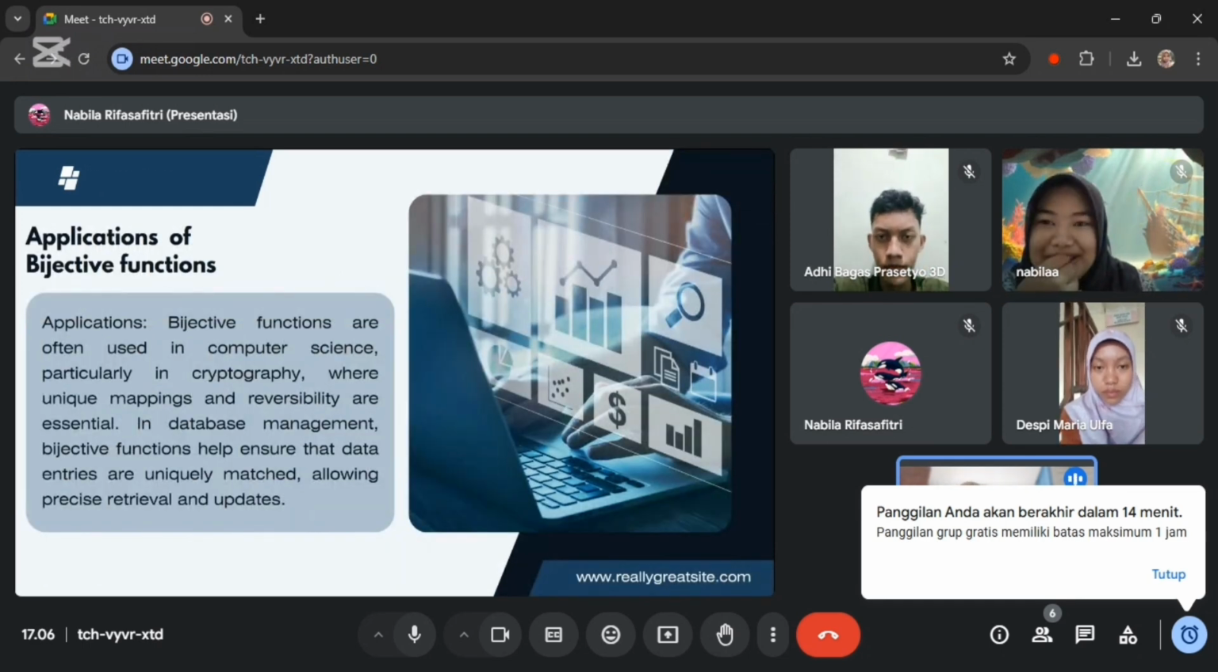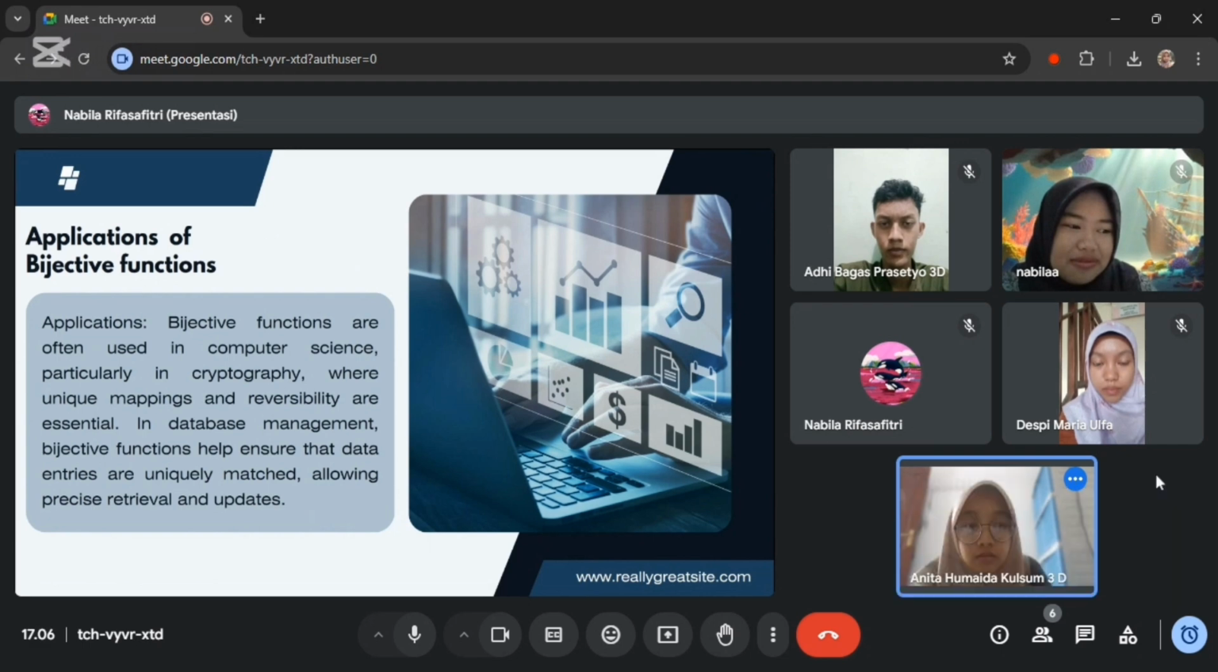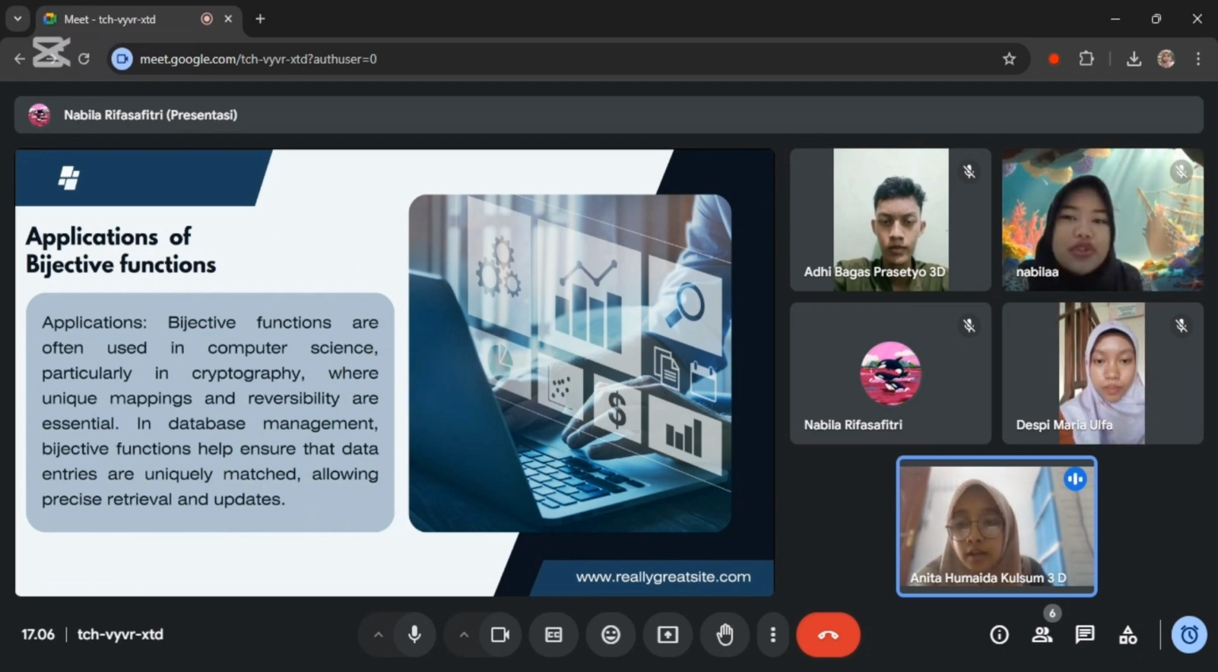Then application of bijective function. Applications of bijective function are often used in computer science, particularly in cryptography, where unique mapping and reversibility are essential, and in database management. Bijective function help ensure that data entries are uniquely matched, allowing precise retrieval and updates.